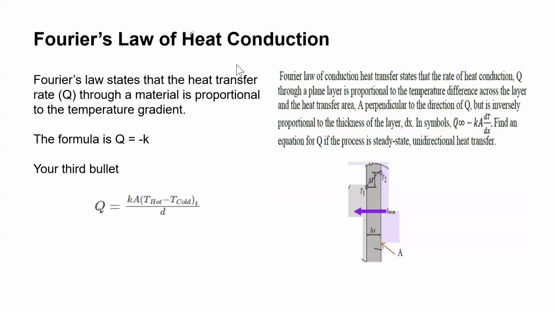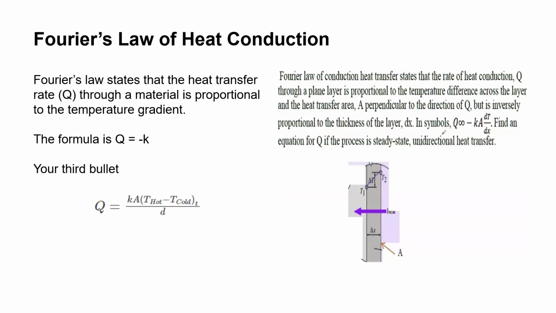Fourier's law is a law that tries to show the relationship between the heat transfer rate and the temperature gradient. So you can see the law here. The law states that the rate of heat conduction, which is Q, through a fluent layer is directly proportional to the temperature differences across the layer and the heat transfer area, which is A, perpendicular to the direction of Q, but inversely proportional to the thickness of the layer, which is the delta X.